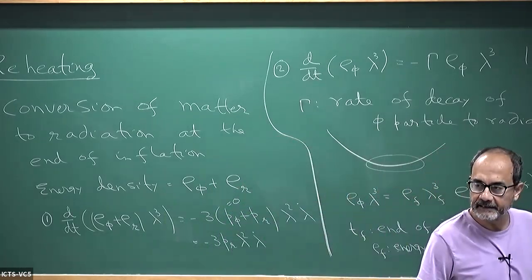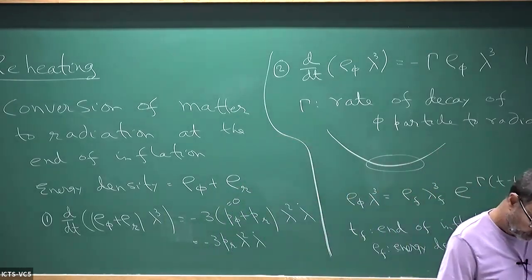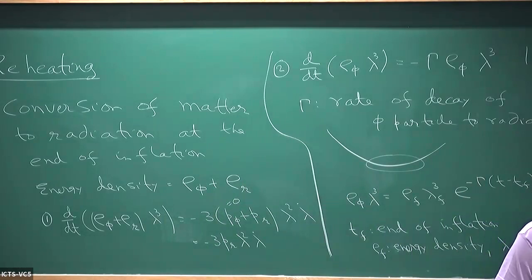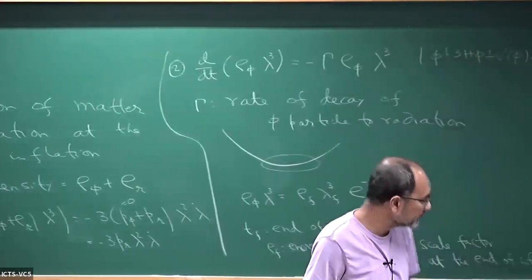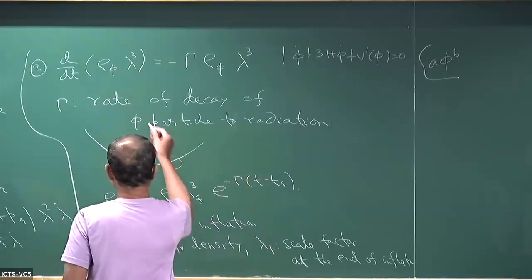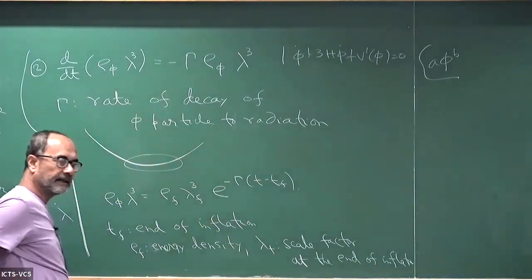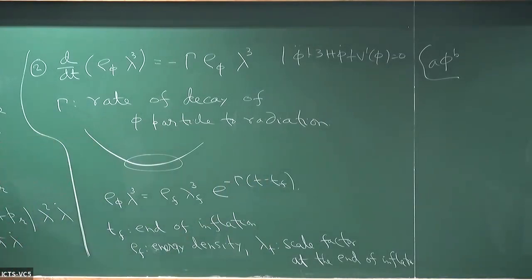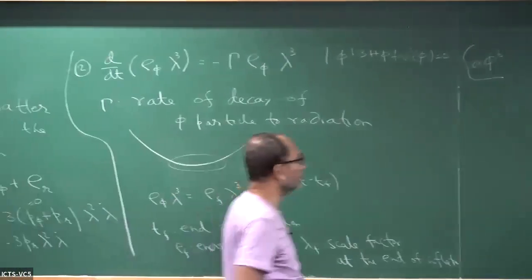Is this clear? Okay. So this, as I said, you can solve this. This equation of course has the solution, and then we can substitute it here to solve for rho r, right?